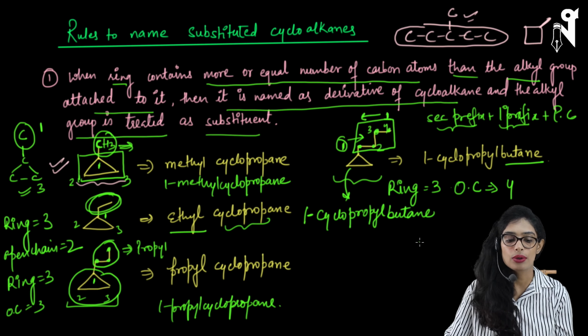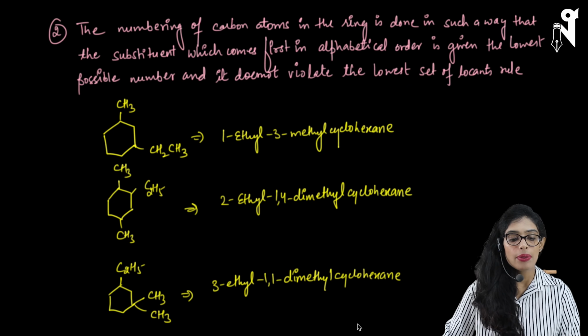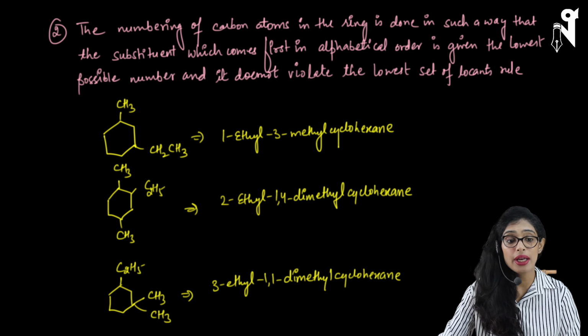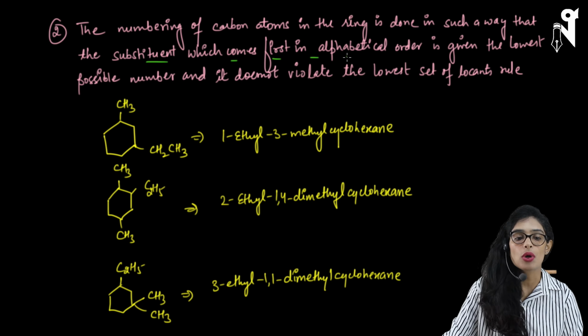Let's go to the next rule. So let's talk about the next rule now. Next rule says the numbering of carbon atom in the ring is done in such a way that the substituent which comes first in the alphabetical order is given the lowest possible number.